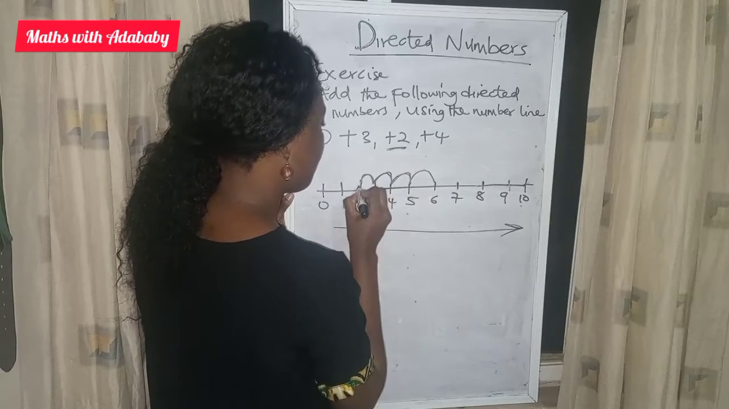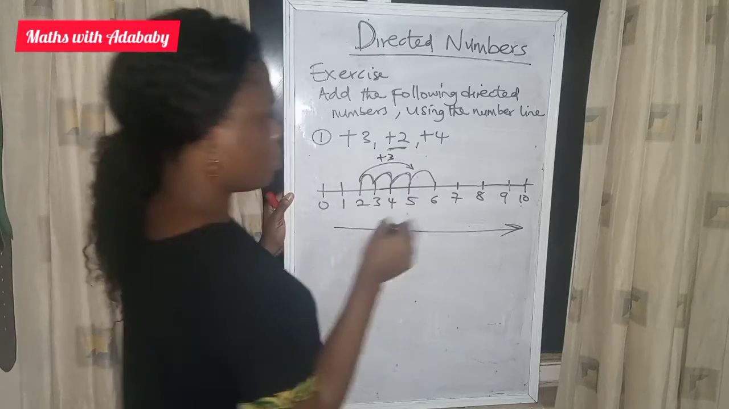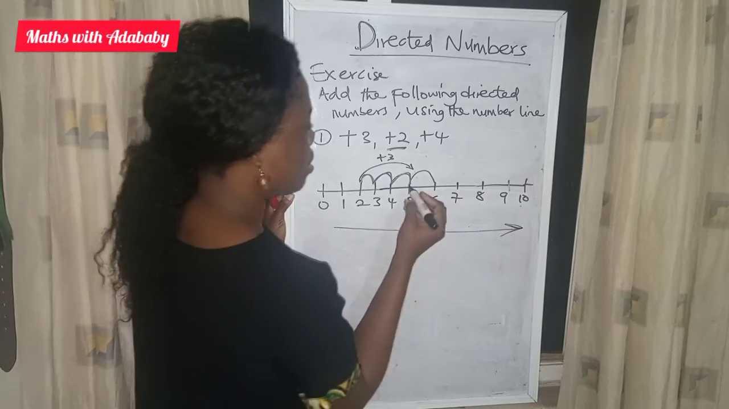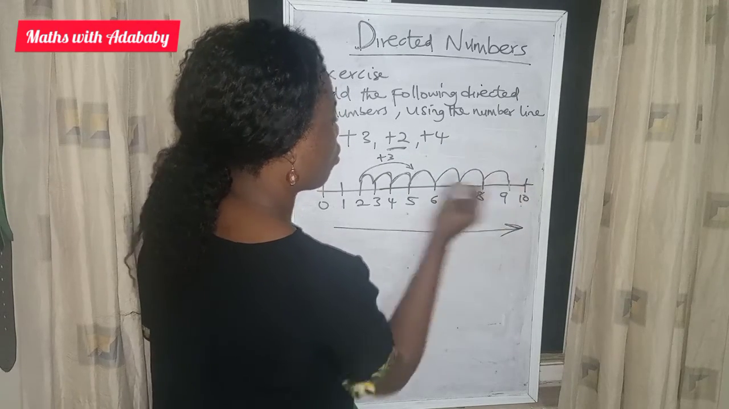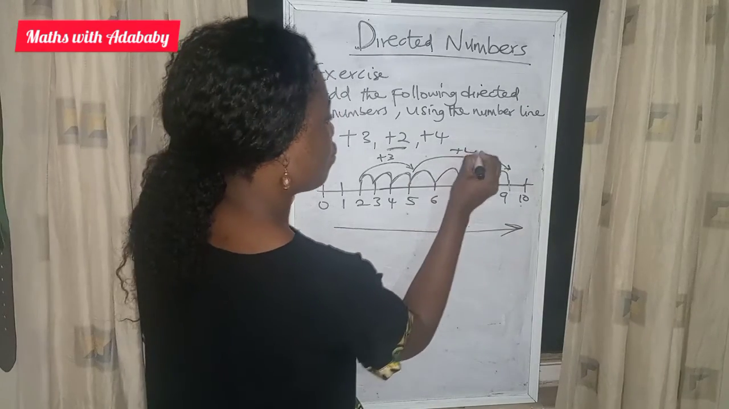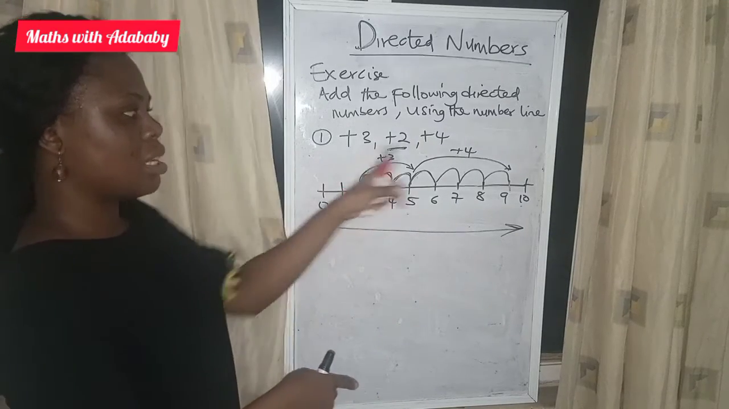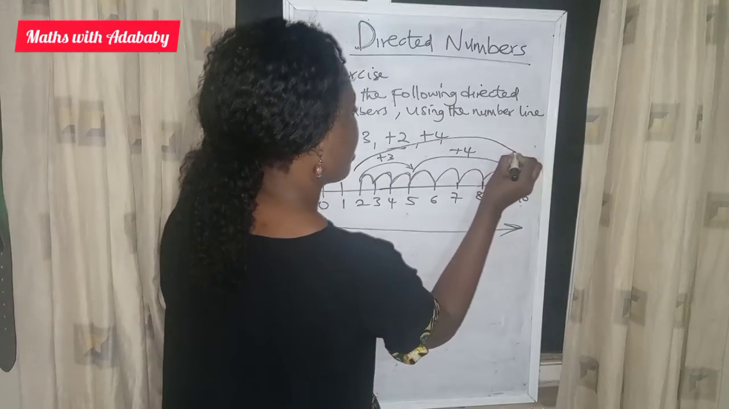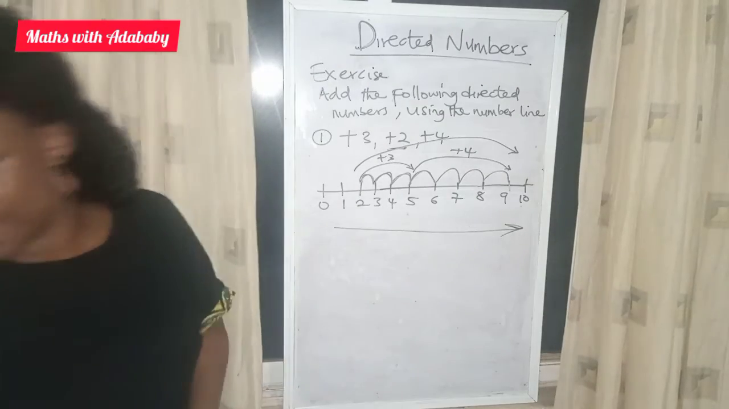Remember that from here to here means plus 3. Yes, this is plus 2, this is plus 3. Now, to represent 4, we're going to be saying 1, 2, 3, and 4. So we count from here to here. This is plus 4. So that means using the number line to represent the sum of these numbers, the arrow goes like this. Do you understand? So this is what it typically means.